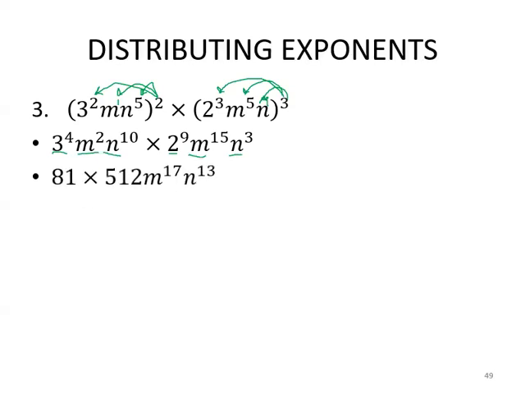How did I get 81? 81 is just 3 to the exponent of 4. I'm multiplying it by 2 to the exponent of 9, which is 512. But remember, when you multiply the bases that are the same, what do you do with the exponents? You add them. So if I multiply this, I will just add the exponents. 2 plus 15 will give me 17. If I multiply this, it'll be 10 plus 3, which gives me 13. And when you multiply 81 with 512, you will get 41,472.